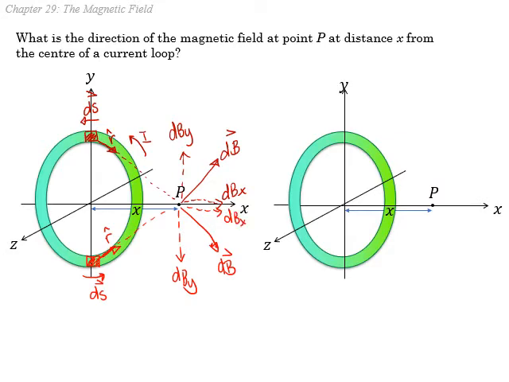So for every bit of wire on the top half, it has a y component that points up. Every bit of wire on the bottom half, it has a y component that points down. So overall, all the y components cancel.